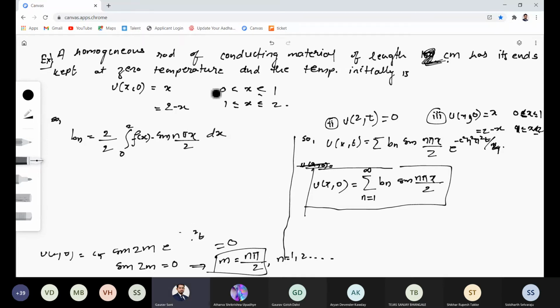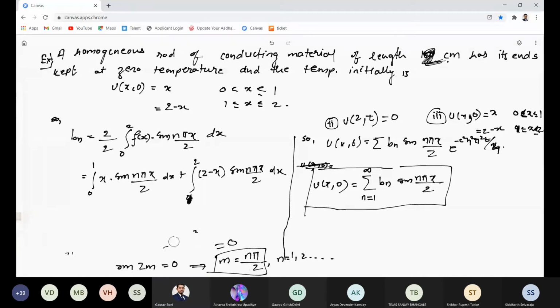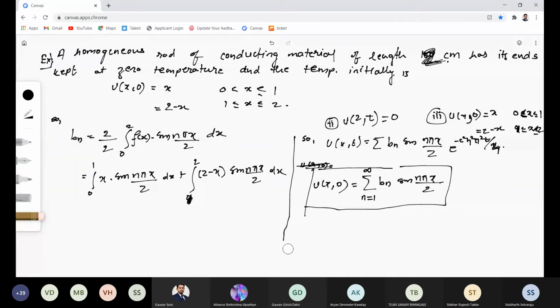What is our f of x? F of x is different in different intervals. So we break this: 0 to 1 x into sine n pi x by 2 dx plus 1 to 2, 2 minus x, sine n pi x by 2 dx. X as it is, integration of sine n pi x by 2 is minus cos n pi x by 2 upon n pi by 2.